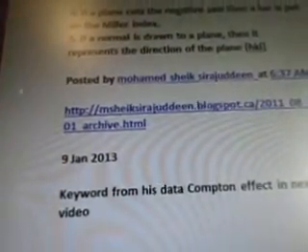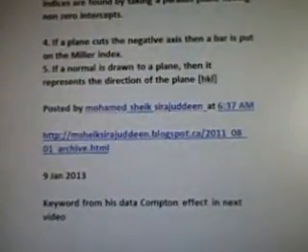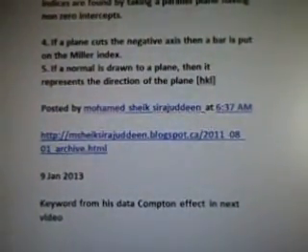So this keyword from the data is going to be Compton effect, and I'm going to study that in our next set of videos. Actually, there's quite a few more videos coming up. Thanks for watching.